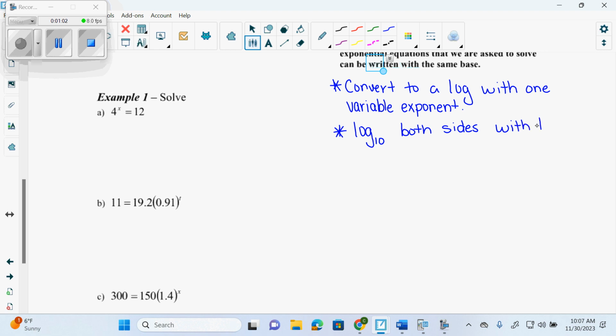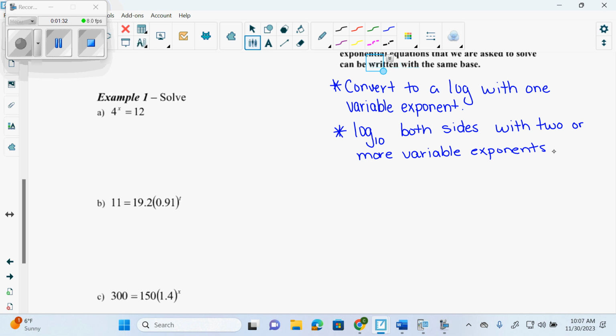With 2 or more. So if we end up with 2 or more variable exponents, we're going to have to log base 10. We can't convert, because we can only convert to a log if we have 3 pieces of information. Then the base becomes the base, what's with it doesn't stay with it, and then it equals the opposite when we do our conversions.